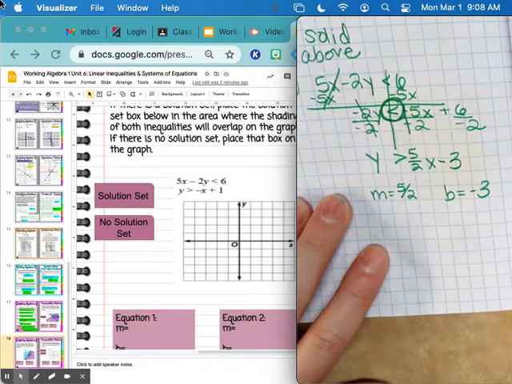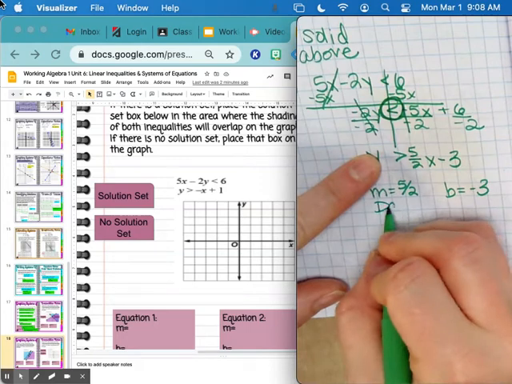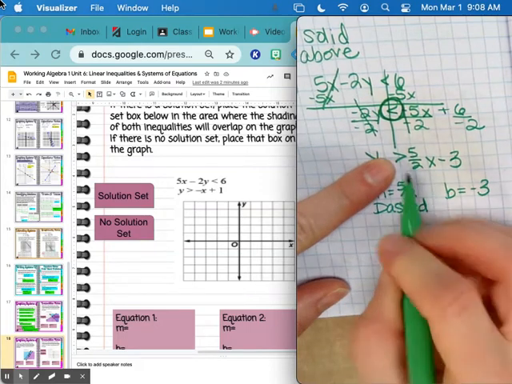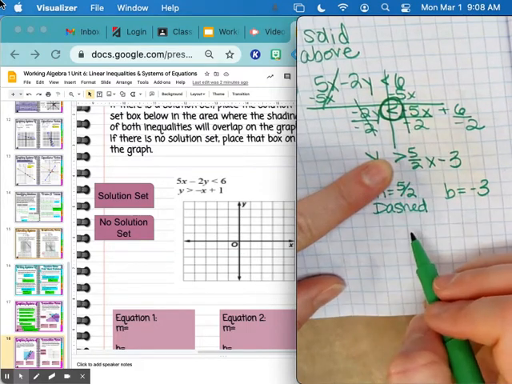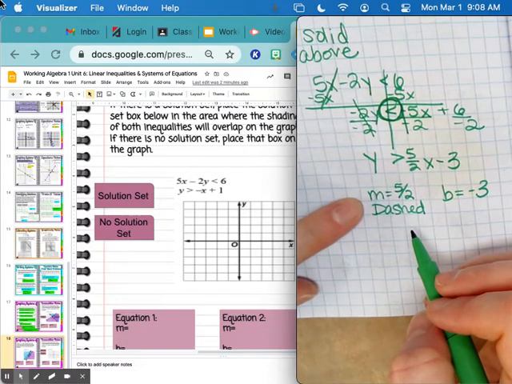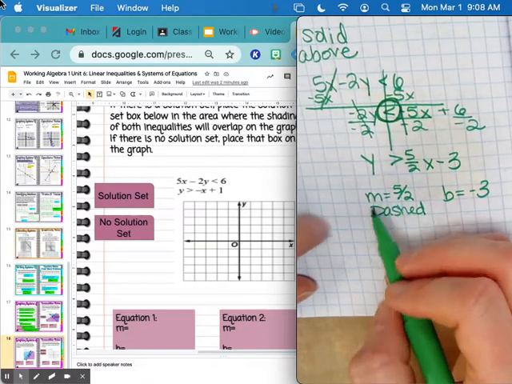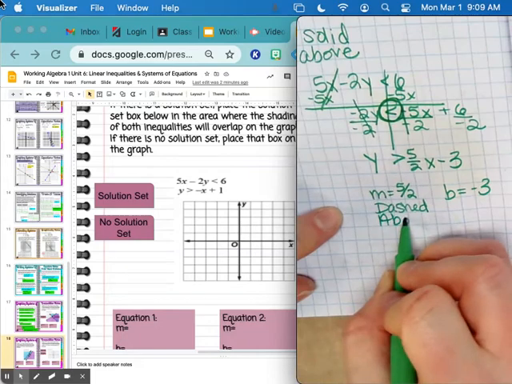And is this going to be solid or dashed? Dashed. So it's just greater than, so that's why it's dashed. It doesn't have the or equal to. And then greater than means above or below? Above.